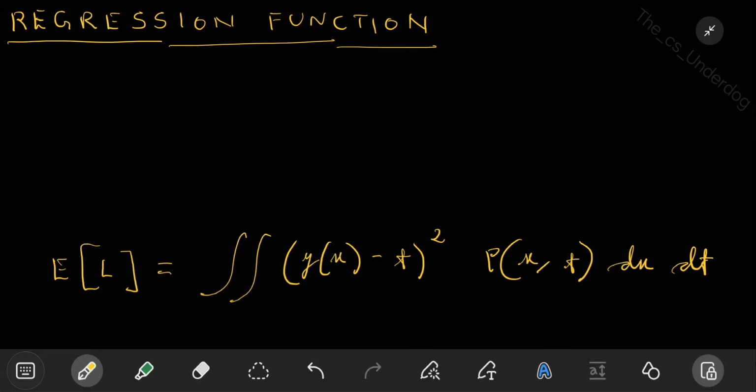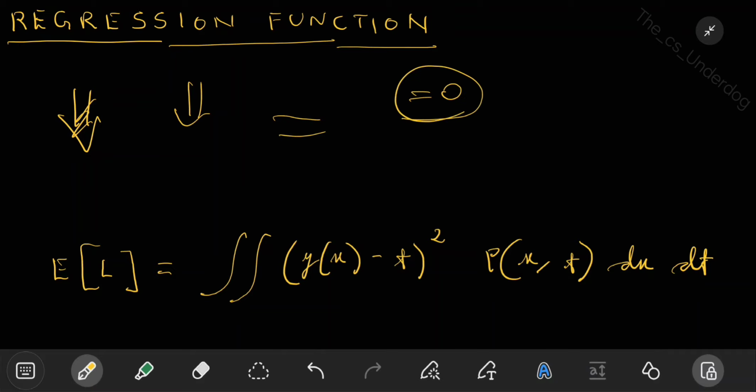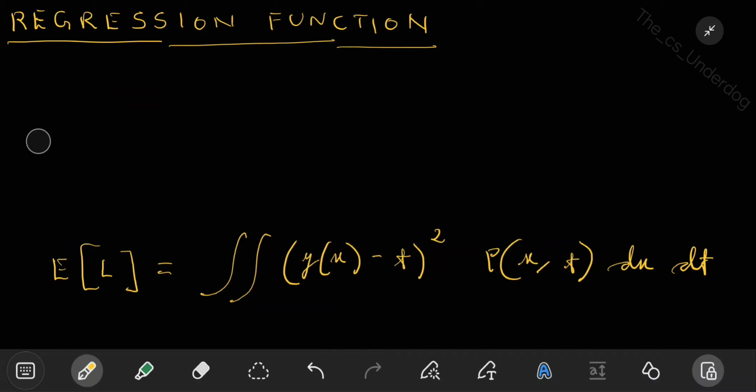Now what do you have to do? You found the expected loss. In order to minimize the expected loss, what do you have to do? You have to take the derivative with respect to y of x and then equate to 0. So whenever you want to minimize any value, what do you do? You first take the derivative and then you equate it to 0. That's how you normally minimize anything. So if you want to minimize expected loss, you want to first take the derivative, that is del by del y of x of expected loss. This is what you have to take.